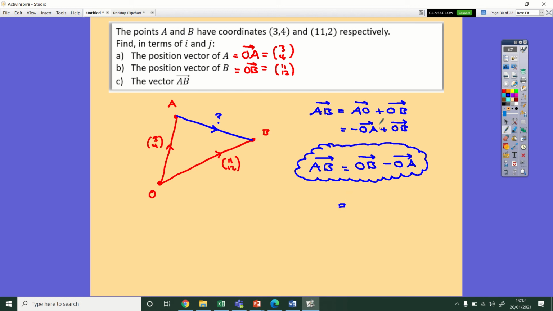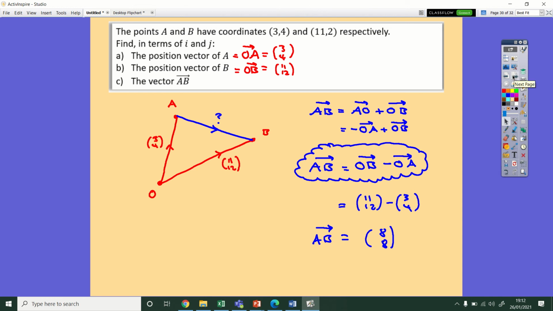So as vectors then, OB is 11, 12. And we're going to subtract OA, which is 3, 4. And that's going to give us 8, 8. Okay, so that's just an example of using those position vectors like that.